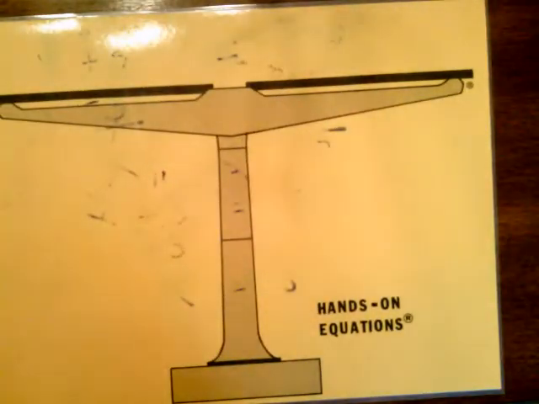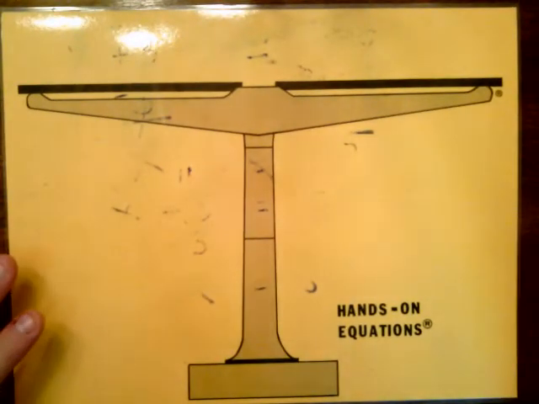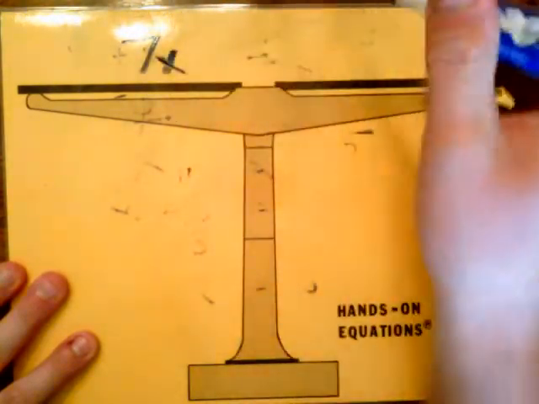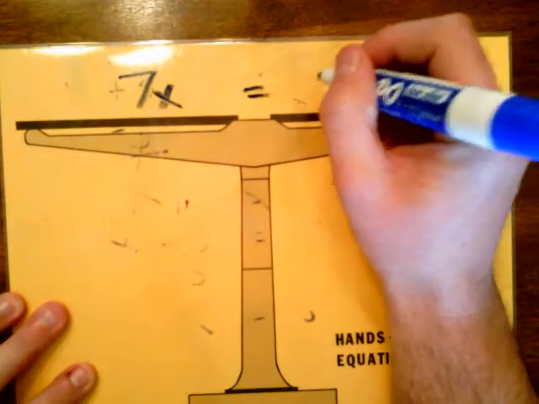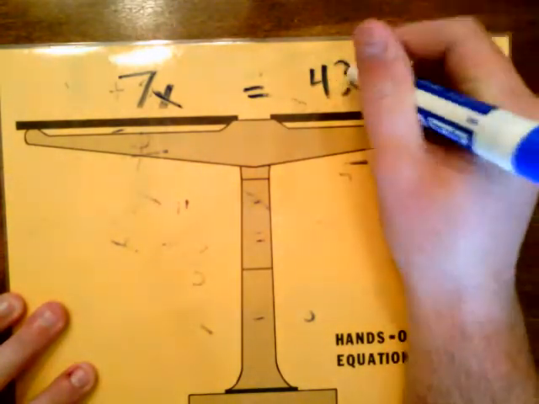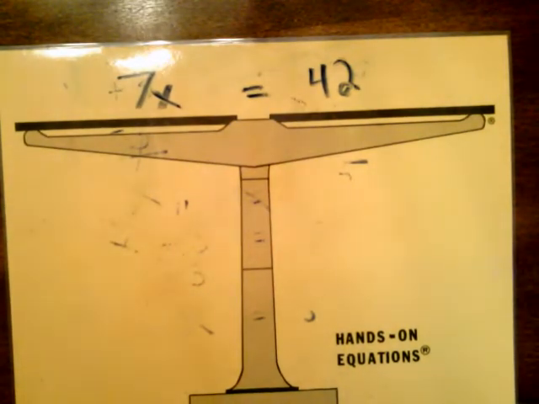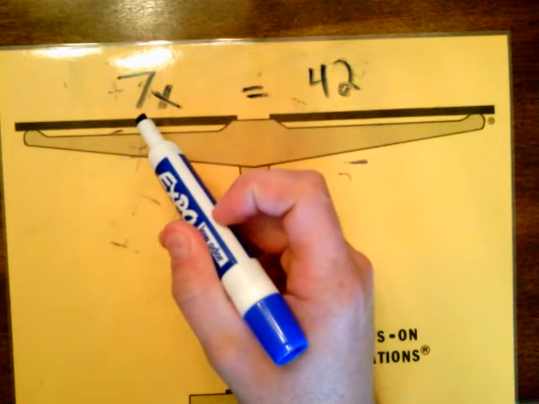Okay, let's look at a multiplication problem. You've seen this one already in your pages in your math binder. So we've got 7x equals 42. We've got to ask ourselves, what is being done to the x here? Well, the x is being multiplied by 7.